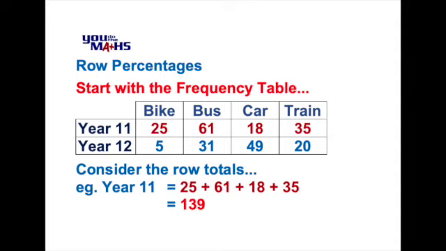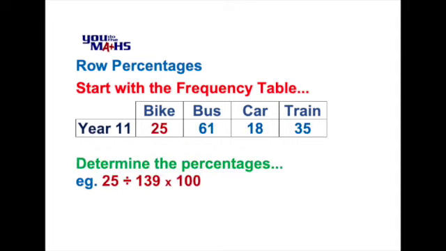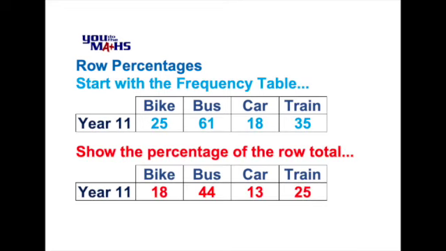And now what we're going to do is work out the percentage of students in Year 11 that take each of the transport categories. So for bikes, it's 25 out of 139 multiplied by 100. And we'll continue that process with all the different numbers. Once we've completed that row, we can now see the percentages for all the different transport categories in Year 11. And if we continue that for Year 12s, we can start to make some valid comparisons between the year groups because both of those values will be out of 100%.